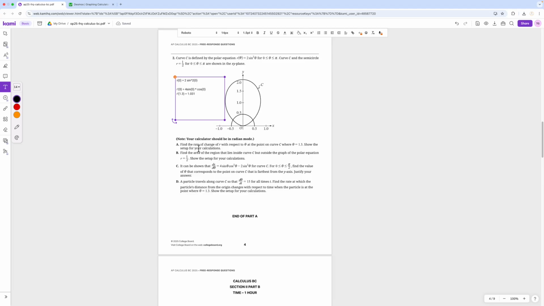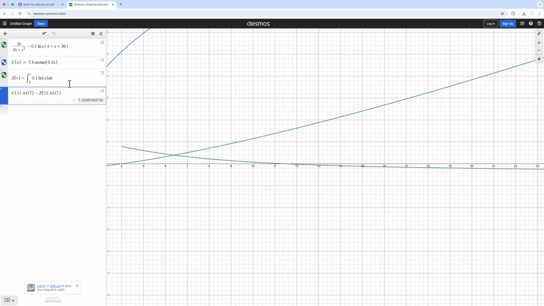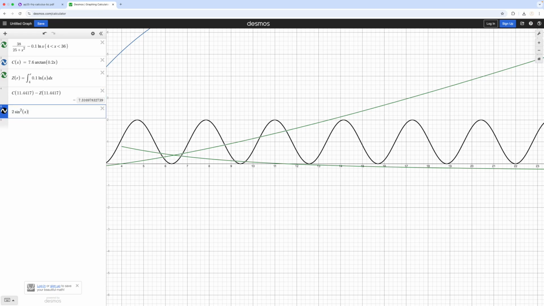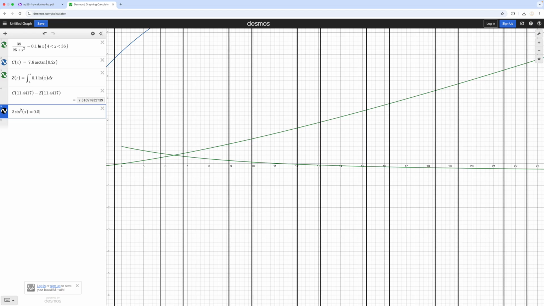Next question. Find the area of the region inside of curve C but outside of the graph of the polar equation r equals 1/2. So how do we do this? Well, you can notice that this graph is greater than r equals 1/2 for this theta to this theta. But from here to here, it's actually under. So we want to find these points of intersection. So let's do that. We have 2 sine squared x equals 0.5.